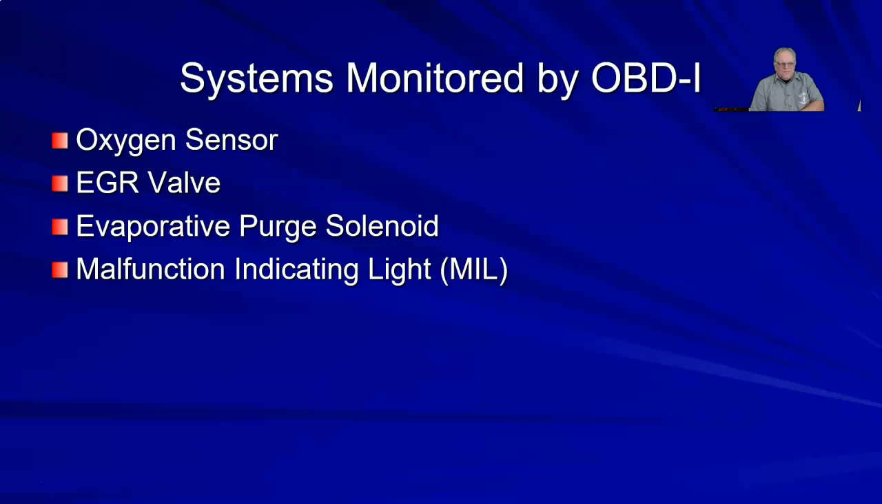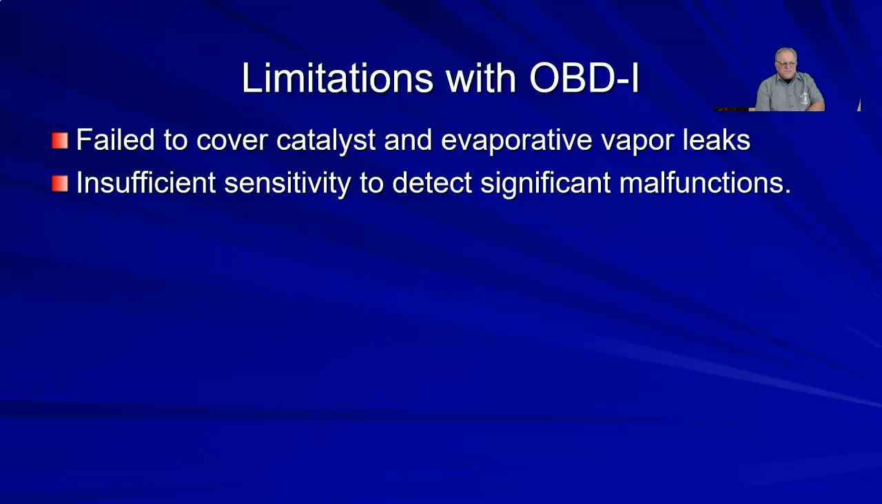The EGR valve, the way they monitored that is they had a temperature switch on the intake manifold side of the EGR valve. Your EGR passageway could be 90% plugged off. When the EGR valve opens, it gets hotter, the temp switch flips over, and the computer says, hey, two thumbs way up, system's working. On the EVAP system, you could remove the entire EVAP as long as you left the purge solenoid. The computer said everything was good. That's your insufficient sensitivity to detect significant malfunctions.